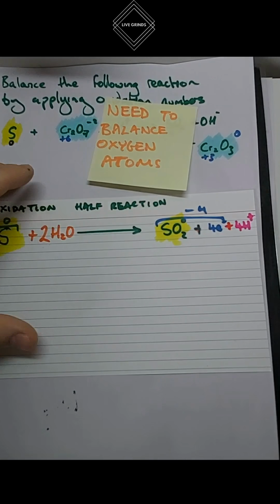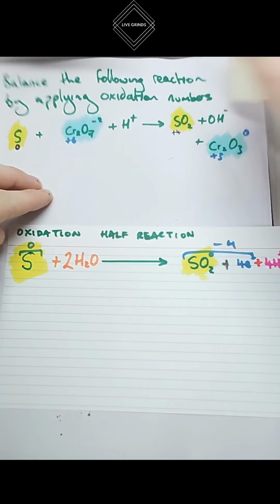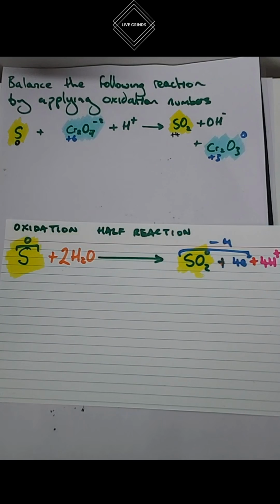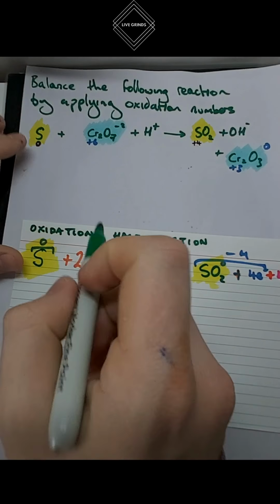Now, at this point, I have 2 half reactions. I have this one and the one after it. So I can just draw a line.